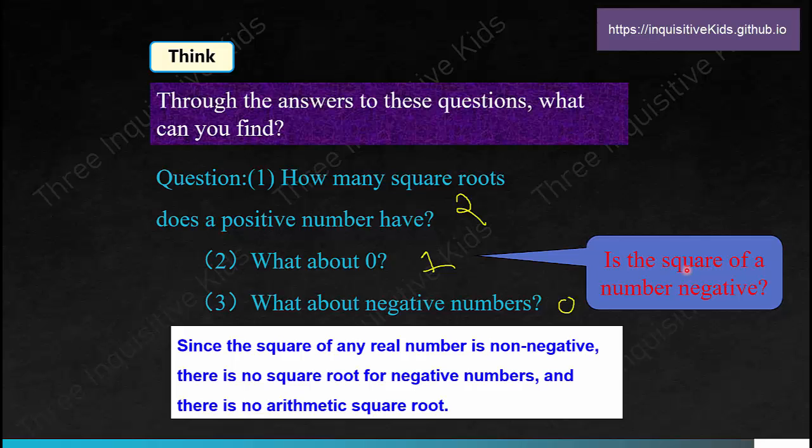So, is the square of a number negative? Since the square of any real number is non-negative, notice how it's real number, there is no square root for negative numbers, and there is no arithmetic square root either.